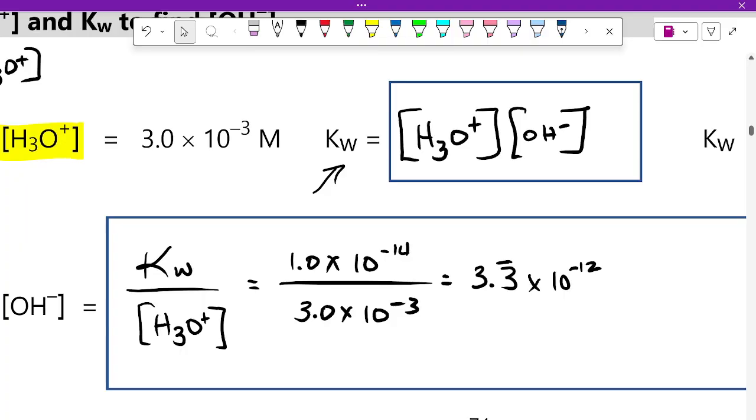What do you guys think of my answer? Sig figs. You cannot leave that little repeater there. Okay, I'm just going to get rid of it because it'll round to the same thing anyway. What do you think of my answer now? Sig figs. Oh, yeah, 2 sig figs. Do I have 2 sig figs? I do. I have 2 sig figs. Yay! And I forgot my unit because it is concentration.